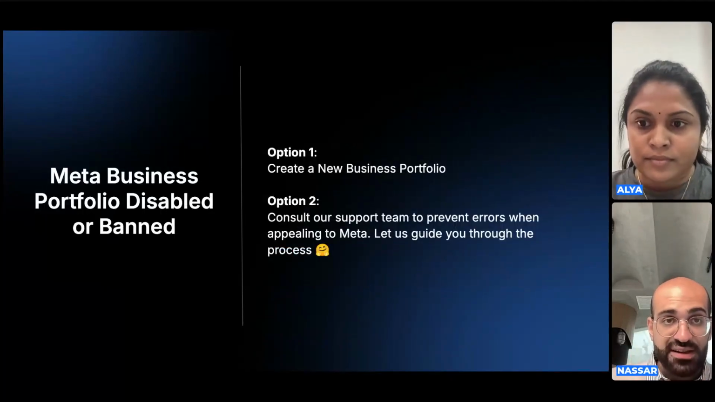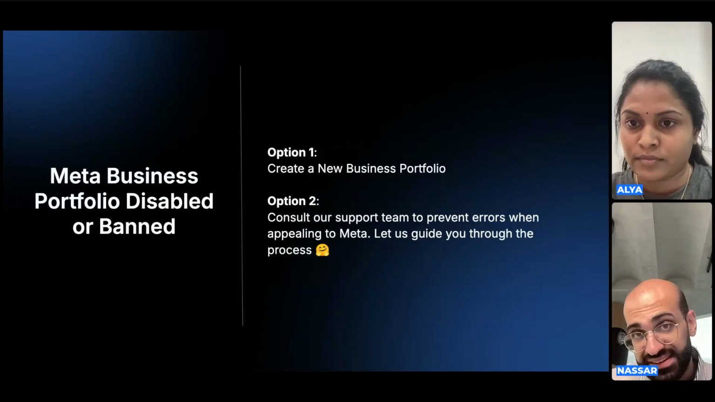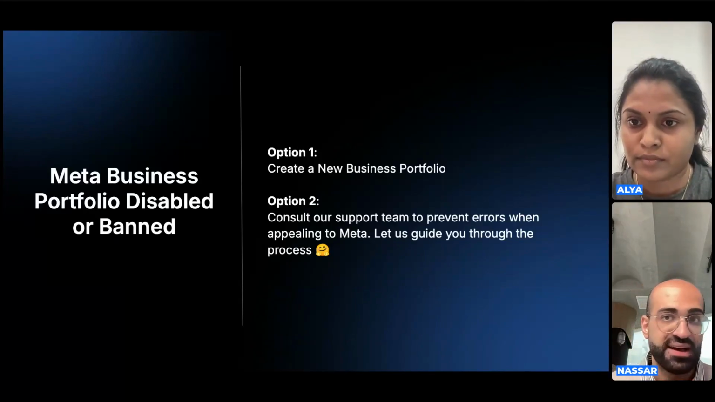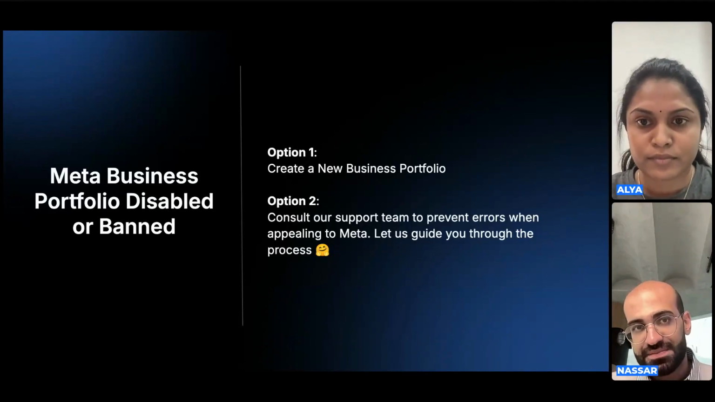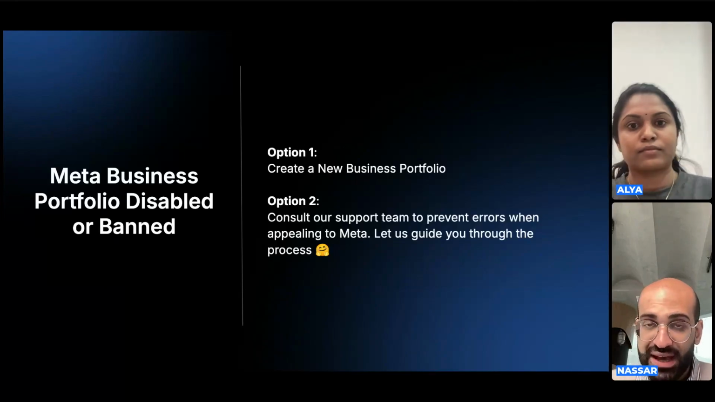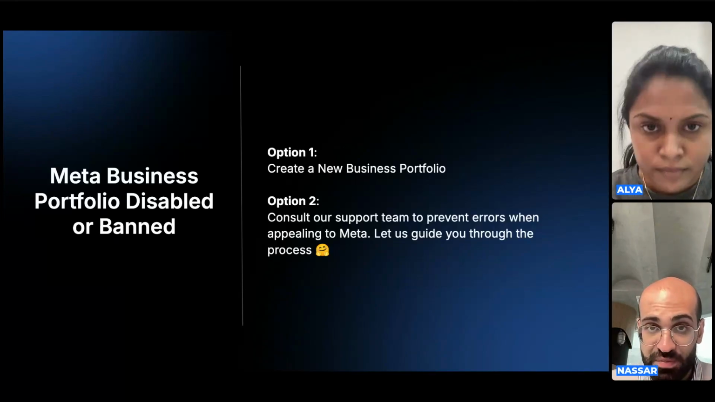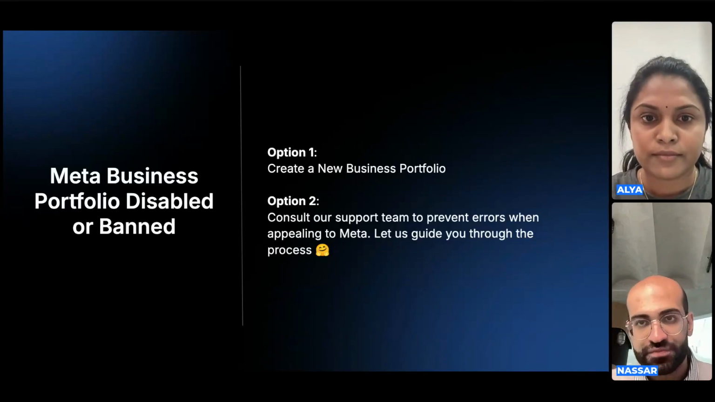Another common error is a Meta Business Portfolio gets disabled or banned. So the solution, if this happens, is you can create a new business portfolio and make sure you provide legitimate details and actual details on your legal business. The second option, if you believe that it has been banned or disabled due to a misunderstanding from Meta's side, you can contact our support team and we can walk you through how to appeal to Meta.